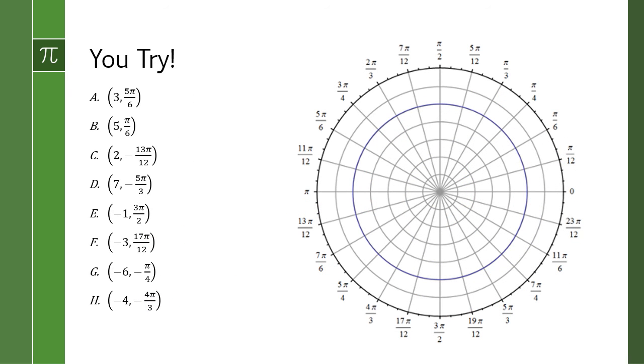So here is a collection of points for you to try on your own. Go ahead and pause the video, plot them out in your notes, and then hit play to see whether your points line up with mine.